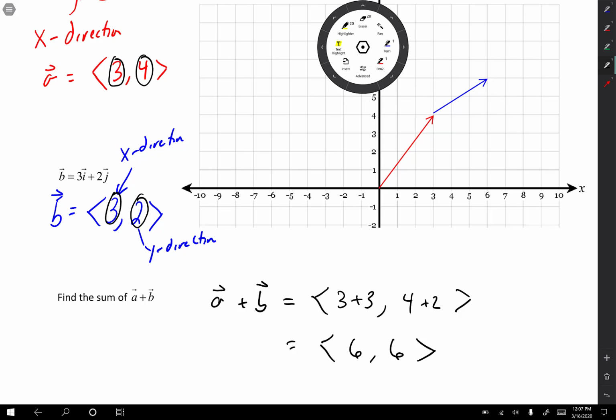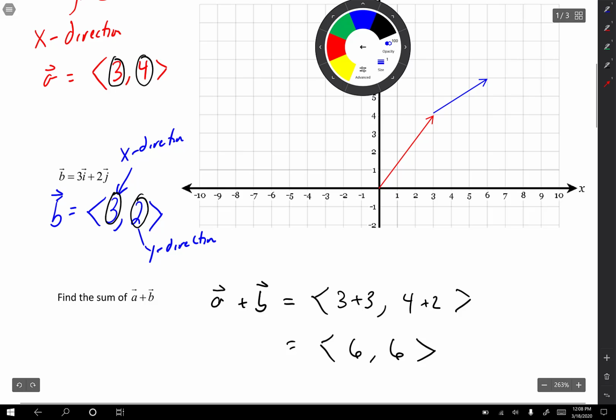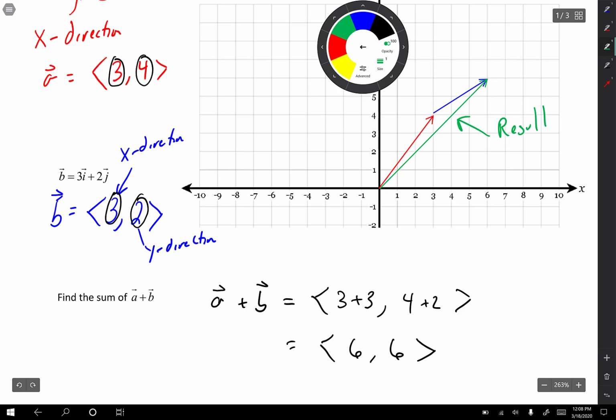Now, I want you to pay close attention here, or I want you to observe something. So I'm going to call this a resultant vector. Insert, and where are you? Shapes, arrows, and I'm going to do a green one this time. I want you to check this out, guys. So this vector is called your resultant. When you add those two vectors up, you get from the origin this resultant vector. This is like your net vector or your displacement vector.